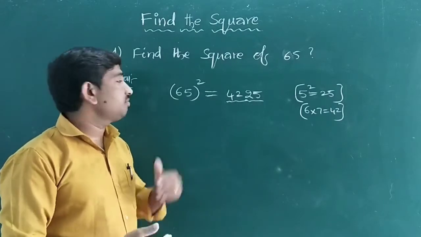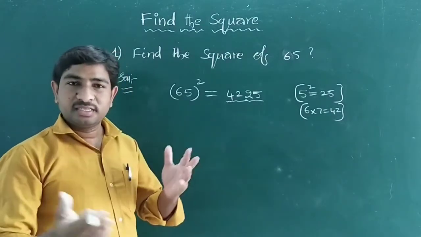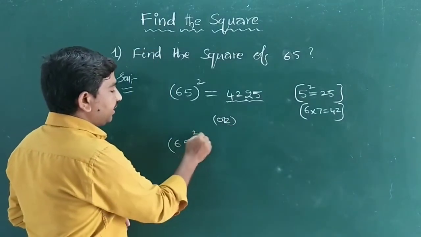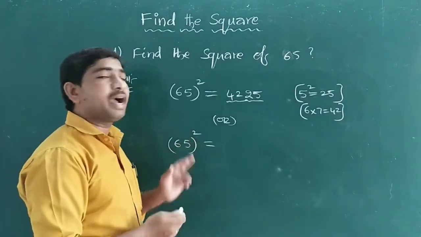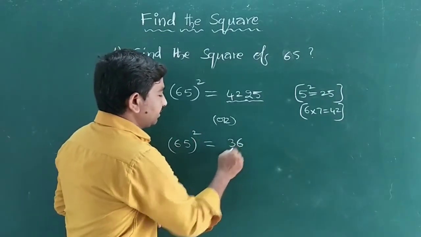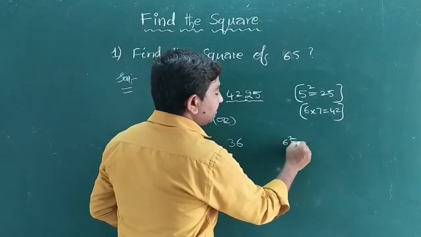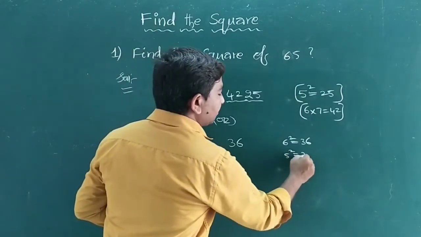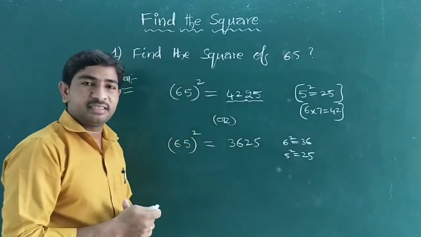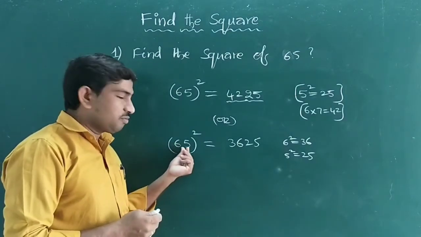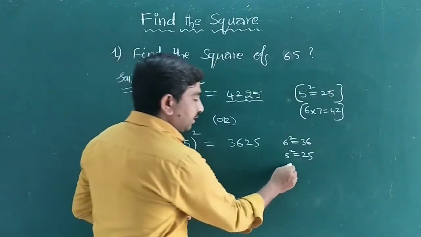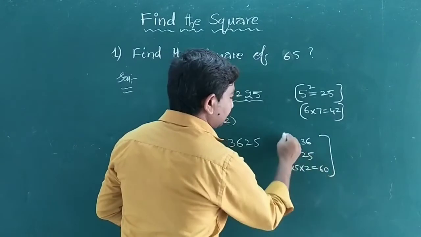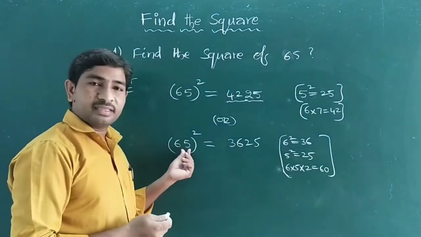Okay, in the other method also we can do this. 65 whole square. As I said in the previous method, first of all we need to do 6 square. 6 square is 36. Next, 5 square is 25. Now multiply 6 into 5 into 2, that is 60. Leave the unit place digit and write 60 here, from the tens place onwards.